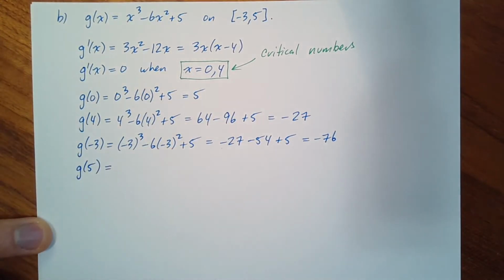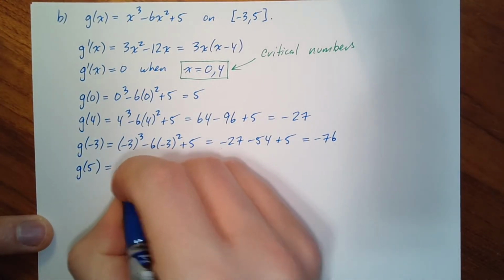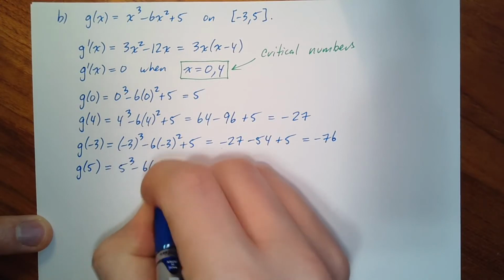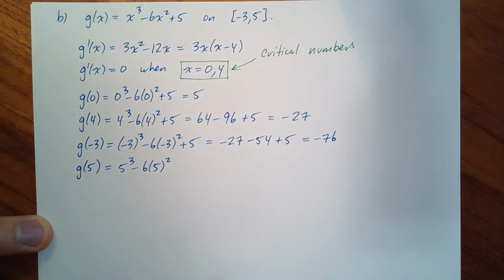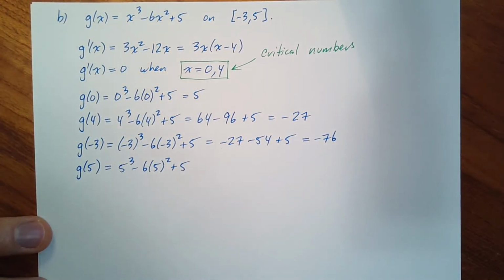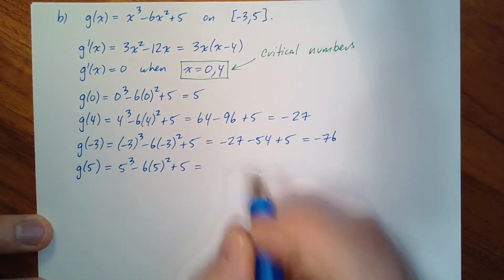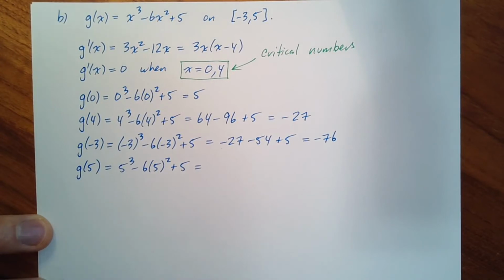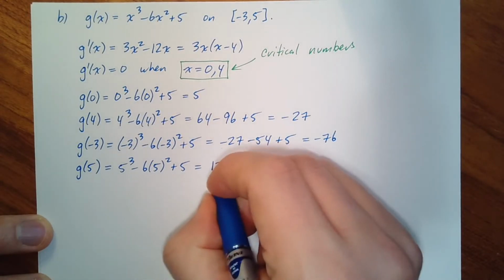So for that one, we'll get 5 to the power of 3 minus 6 times 5 squared plus 5. So what does that work out to be? 5 cubed, that's 5 times 5 is 25. So this is 5 cubed is actually 125.